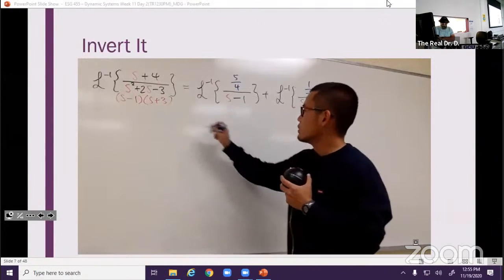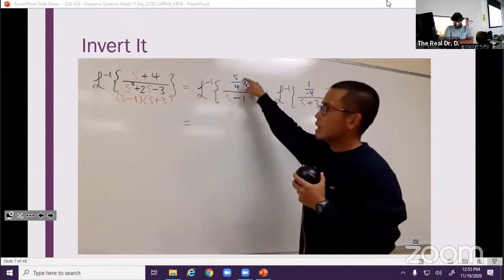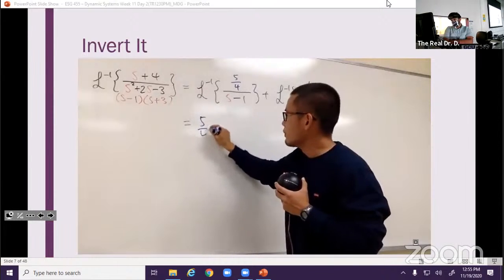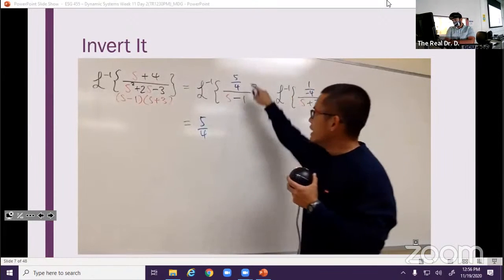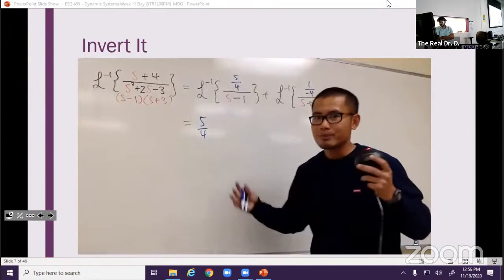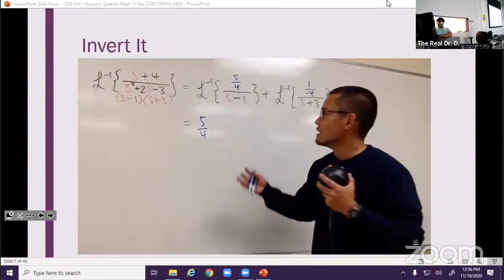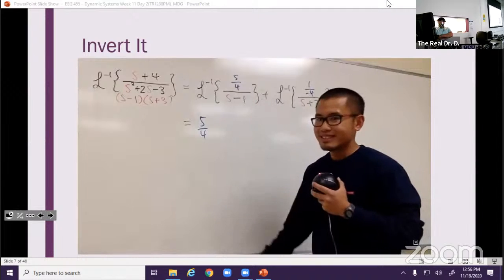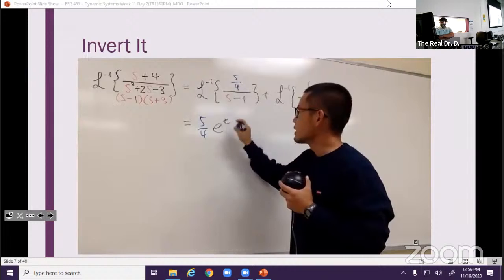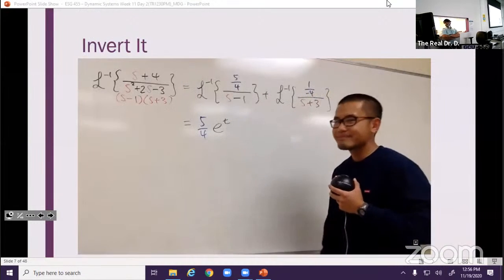We can, of course, do this. I can take the constant to the front if you like. Let's put down 5 over 4 like this first, and then look at this as 1 over s minus 1. Well, the inverse Laplace of 1 over s minus 1, we know that has to be e to the 1t. In other words, just e to the t, right?